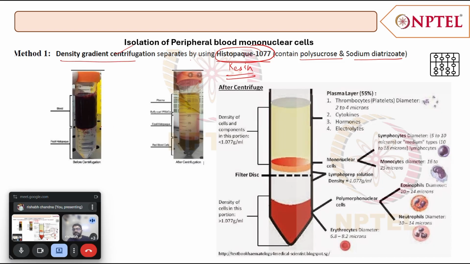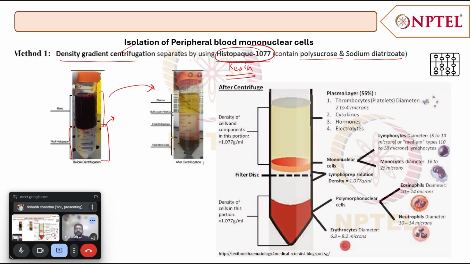First, we form a column with this Histopaque 1077. Then we load the blood that we have collected from the patient. So first we load this column and let it rest for some time, and then we add blood. Followed by this, we centrifuge, and after centrifugation we get some layers.